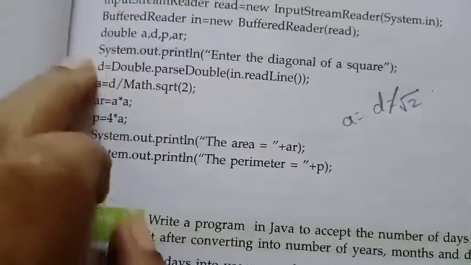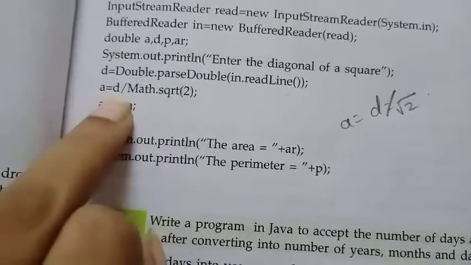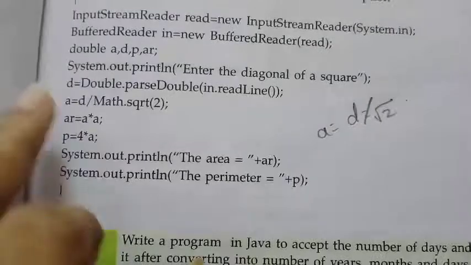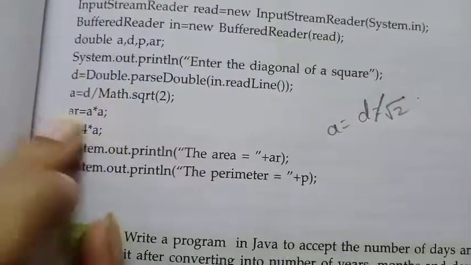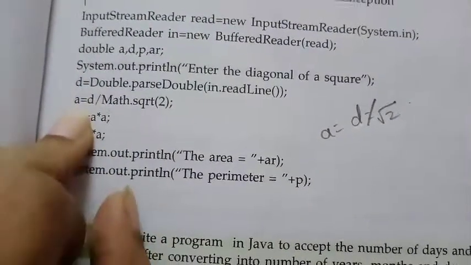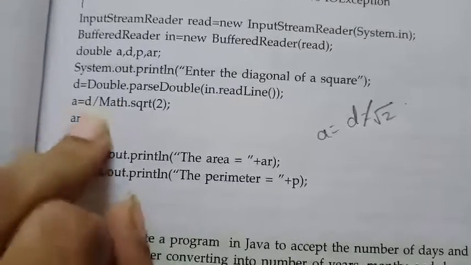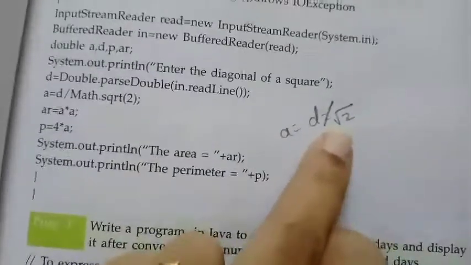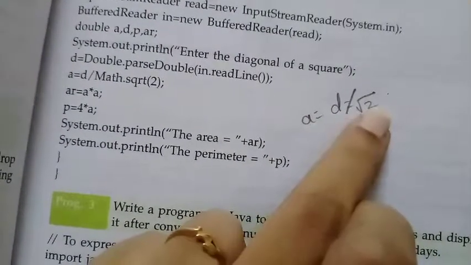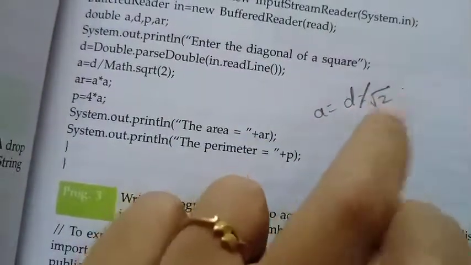Then in d you are getting the diagonal value here, and a is equal to, so now we are going to find the side of a square, because with the side of the square only we can find the area and the perimeter. Okay, so we are going to find the side of a square. The side of a square formula is d by, that is diagonal by square root of 2. Okay, so side of the square is diagonal divided by square root of 2, and in your computer we cannot use the square root like this.